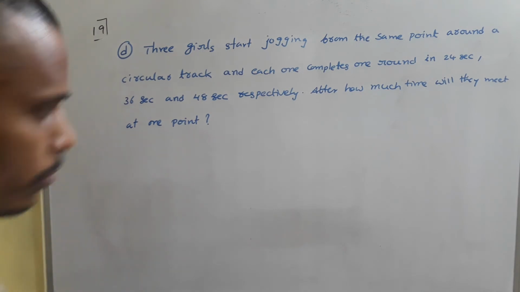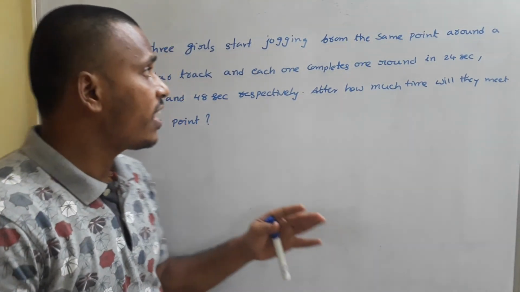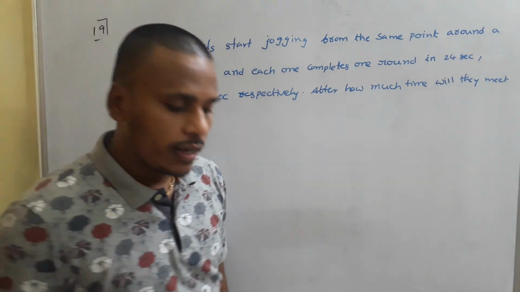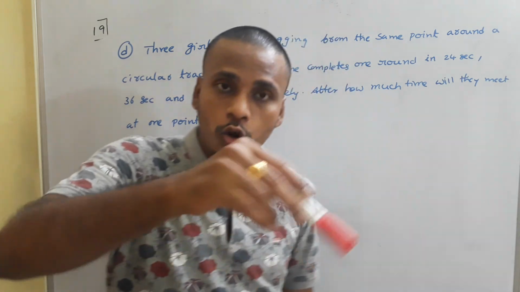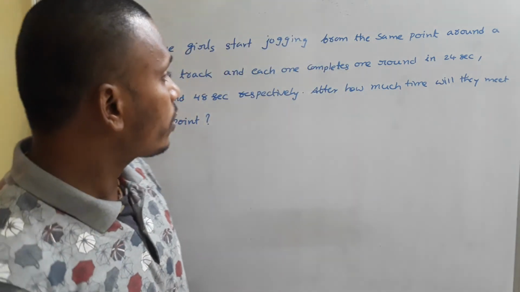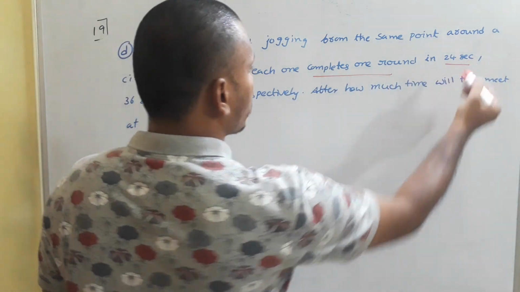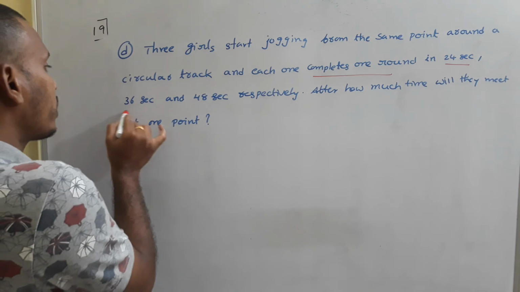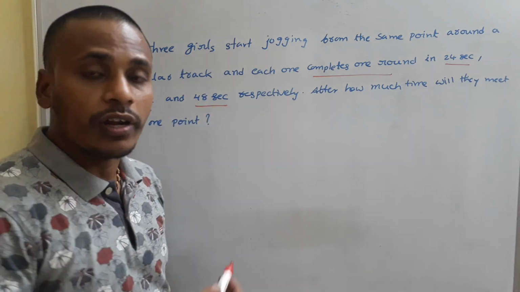Okay, look at the board, next problem. Three girls start jogging from the same point around a circular track. There is a circular track and three girls are jogging around it, starting at the same point. For the first girl, one round needs 24 seconds. For the second girl, she needs 36 seconds. And for the third girl, she needs 48 seconds.